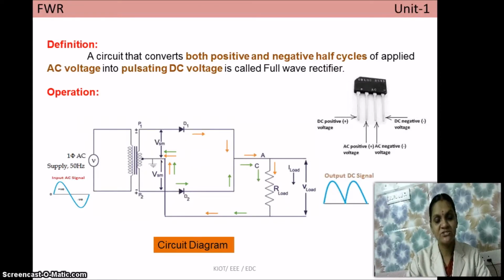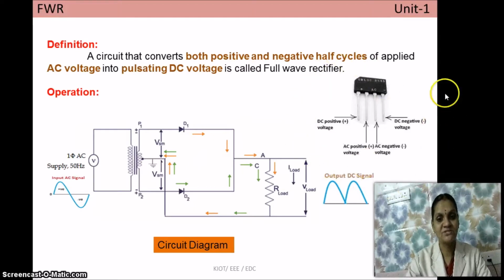So by definition, half wave rectifier we have discussed in previous video. It is a rectifier that rectifies only one half cycle of the input AC signal. That is half wave rectifier. Whereas full wave rectifier means a circuit that utilizes both the half cycles of the input AC signal and converts it into a pulsating DC. That is called full wave rectifier.